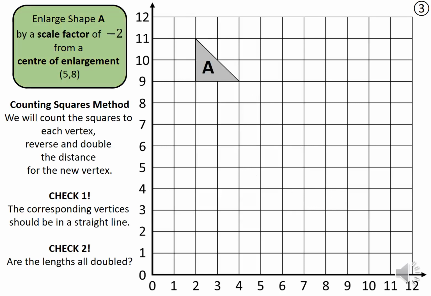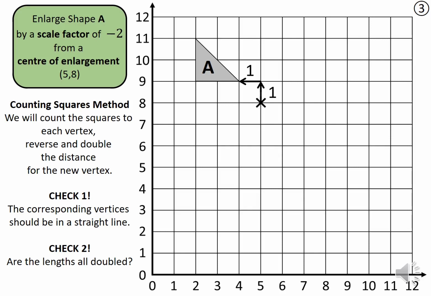In this example, I have a negative scale factor, which is -2. That means that the enlarged shape will be on the other side of the center of enlargement. So I'll mark the center of enlargement and I still work out the distance of my shape from that center of enlargement. So I go 1 up, 1 to the left.